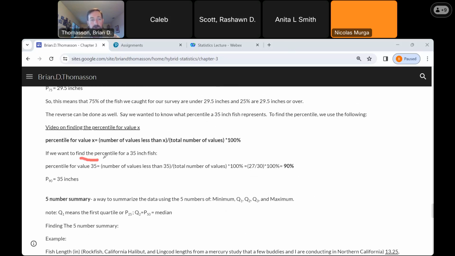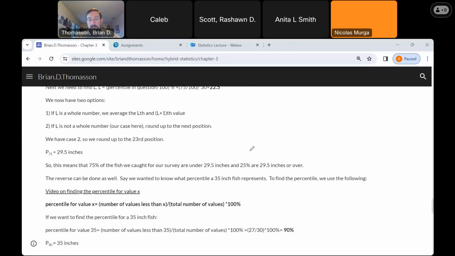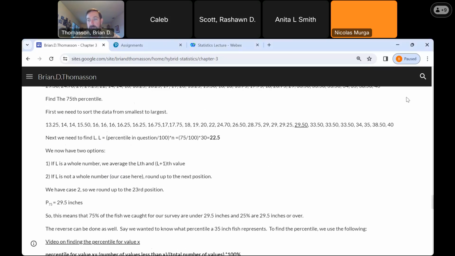So say we want to find the percentile for a 35-inch fish. Okay? So we have the number of values less than 35, so the number of fish less than that, over the total number of values, or the total number of fish, and then we change that into a percentage. Okay? So let's kind of figure out what we're doing here.